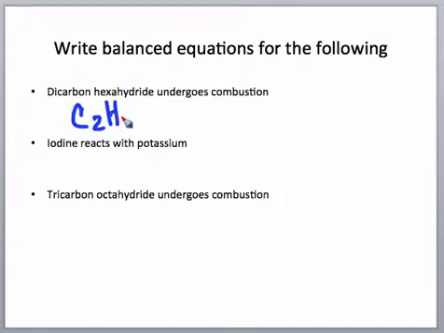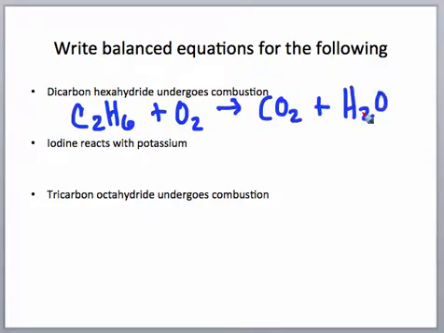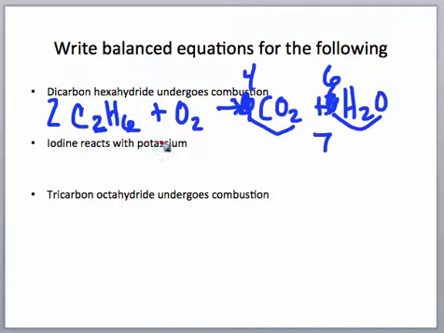Dicarbon hexahydride undergoes combustion. So again, our other reactant is oxygen, carbon dioxide, and water are our 2 products. So let's balance. 2 carbons, 2 carbons, 6 hydrogens, 6 hydrogens. So we have 4 and 3, which is 7 oxygens. Not good. So let's make that a 4. Let's make that a 6. Let's rebalance our carbons and hydrogens. So now we have 8 and 6 is 14 oxygens, so we'll put a 7 there.